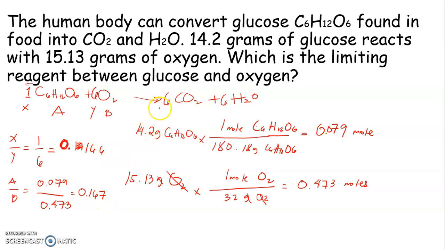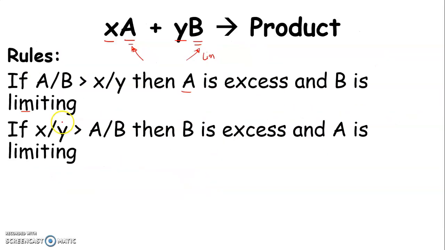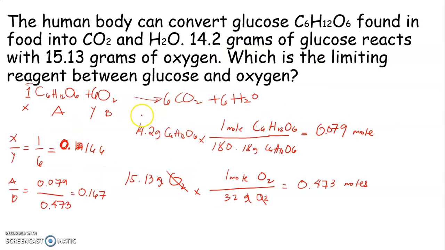So that would mean, if A over B is greater, A is going to be your excess, and your limiting is your oxygen.